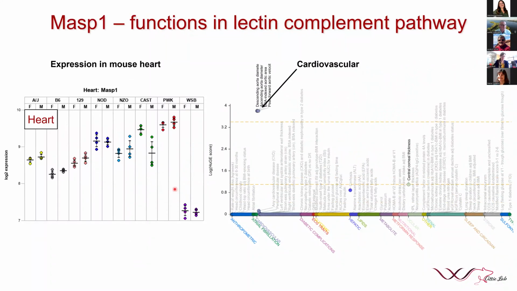Finally, almost every tissue, I can show examples. Here's one, a gene called MASP1, which is associated with the complement pathway, and it shows dramatic reduction in expression in WSB mice in the heart. MASP1 in humans is very strongly associated with a variety of cardiovascular-related traits. So I can show you many, many examples. There are thousands whereby we see dramatic differences in expression in the mice and the human homologue is decorated with SNPs associated with traits, as I show you here for MASP1.